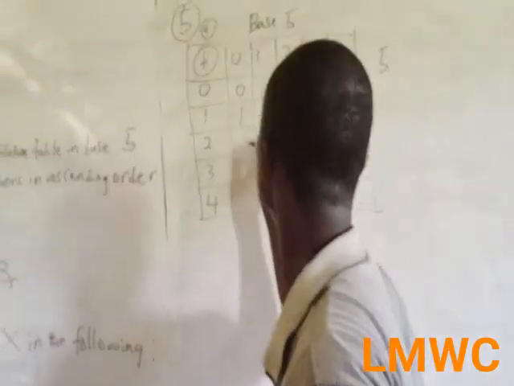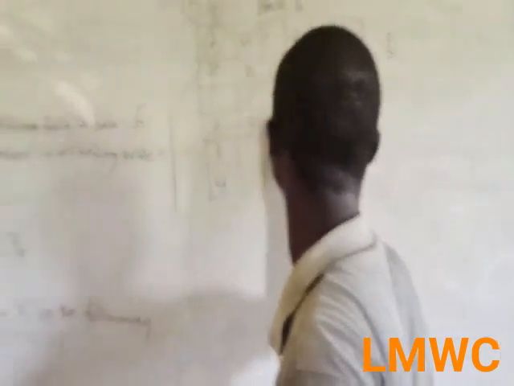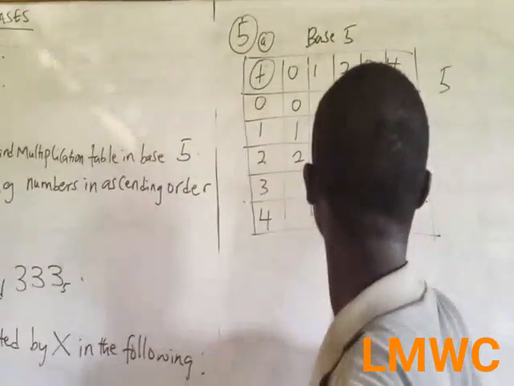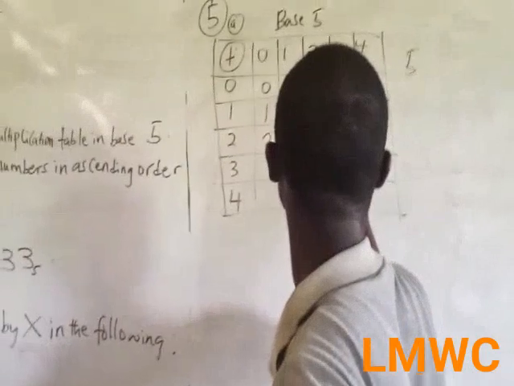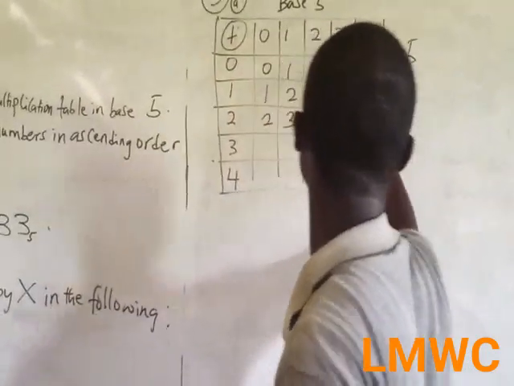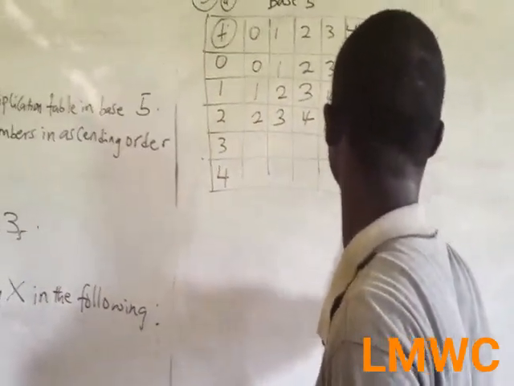2 plus 0 is 2. 2 plus 1, 3. 2 plus 2, 4. 2 plus 3 is 5, which is 1 remainder 0. 2 plus 4, 6. 5 goes into 6, 1 remainder 1.